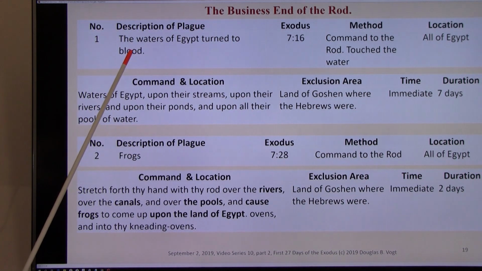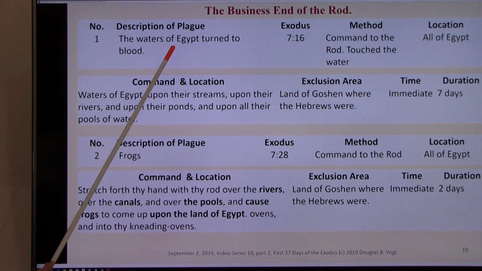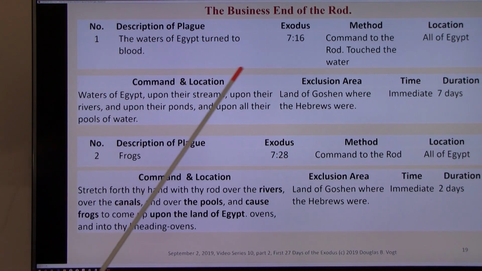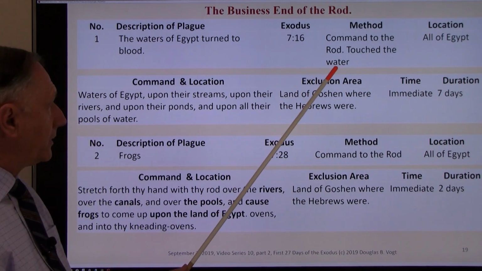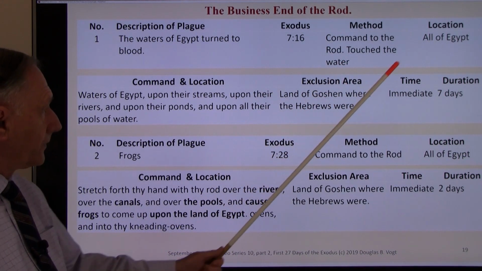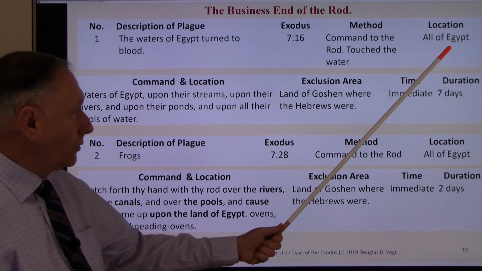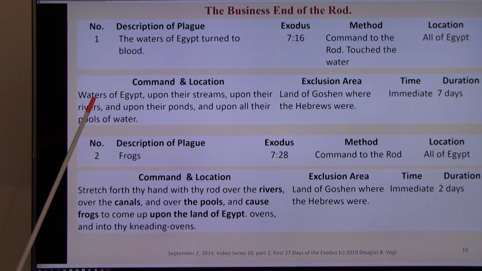This is number 1. Description of the plague. The water of Egypt turned to blood. There's the reference. The command to the rod, touch the waters. Location was given, all of Egypt. Command and location: waters of Egypt, upon their streams, upon their rivers, upon their ponds, upon all their pools of water. There's a command of all the things that it's going to affect.